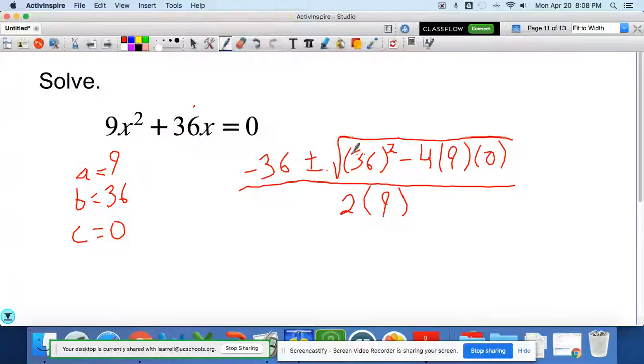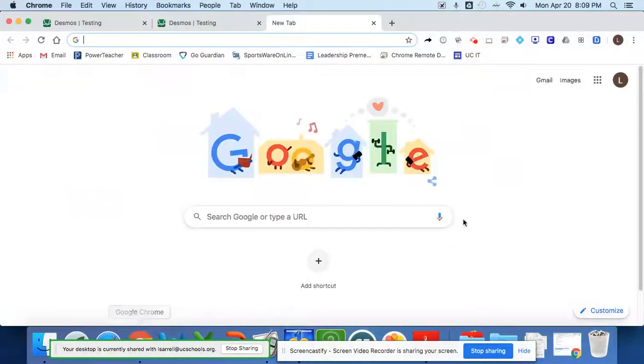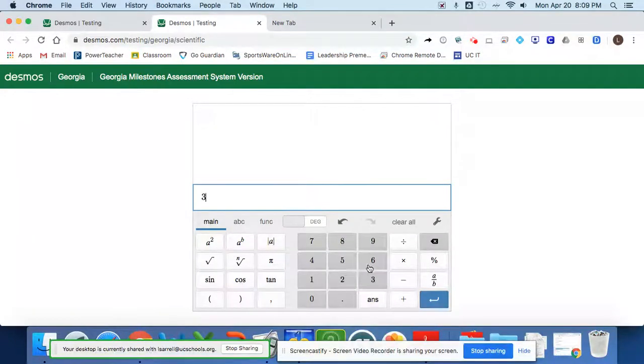Let's talk about what's under the radical. Let's talk about the discriminant. Well, it's going to be 36 squared. It's a huge number. Minus 4 times 9 times 0. Okay, that's going to be 36 times 0, which is just going to be 0, meaning that piece is gone. The only thing under the radical here is 36 squared. I don't know about y'all, but my times tables didn't really go up that high. So I'd move on over into Desmos and see what 36 squared is.